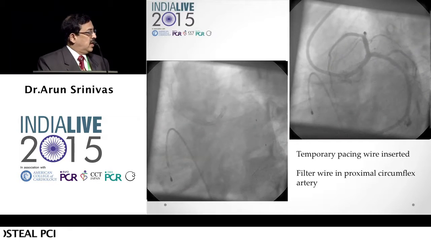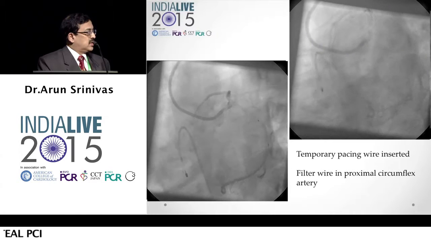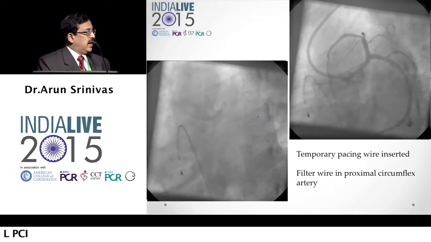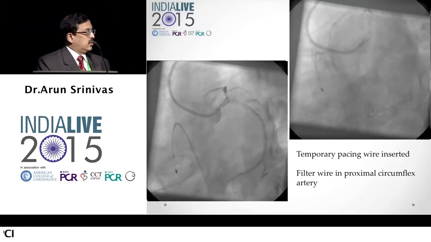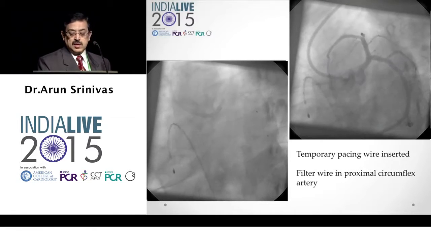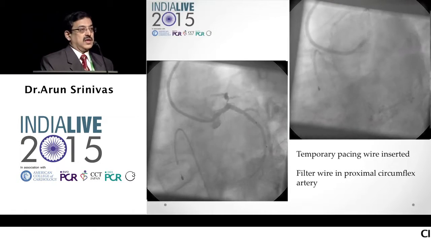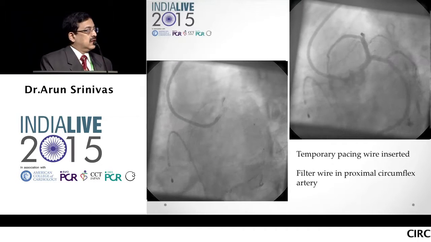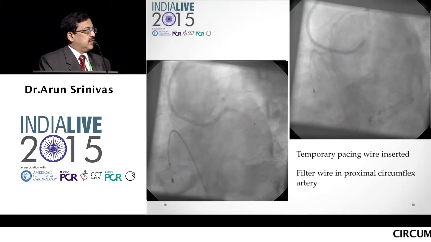this is another view of the same thing. What was done for this case was put in a temporary pacing wire and also a filter wire into the circumflex artery to protect the large dominant circumflex artery against thrombus migration or embolism of the circumflex artery.